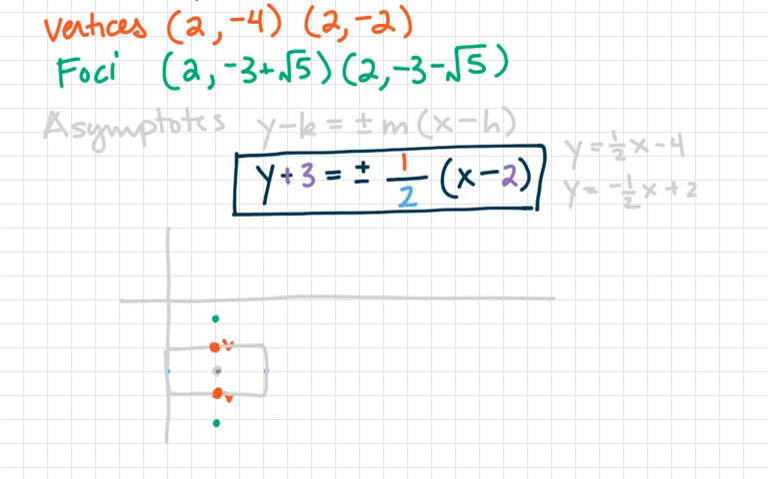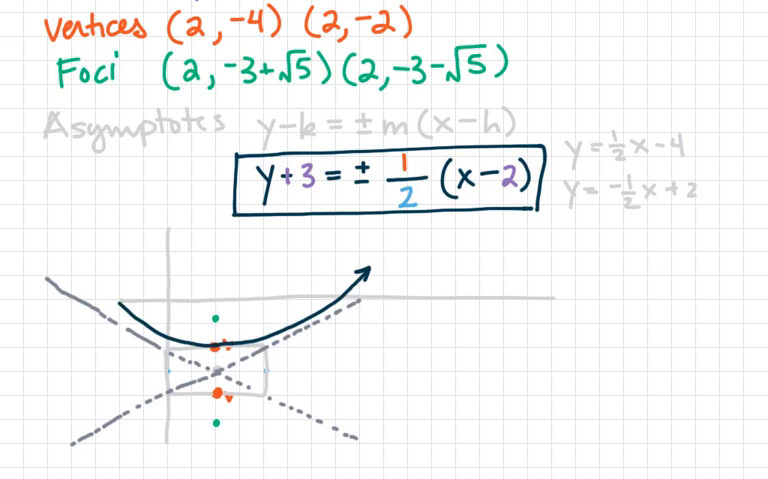Sketching my asymptotes, I'm going to draw them right through here. I've got one asymptote and my other asymptote looks like this. And now I can graph my hyperbola. So my hyperbola bounds up to my asymptotes. It's symmetric in an ideal, perfect world. And it's opening up and down because we have this vertical transverse axis which passes through both of these.